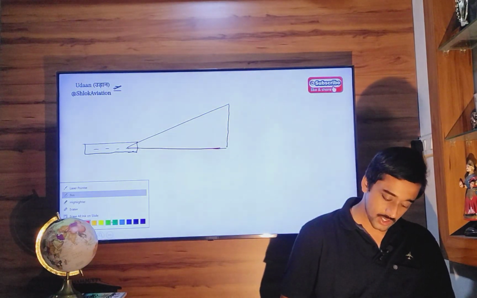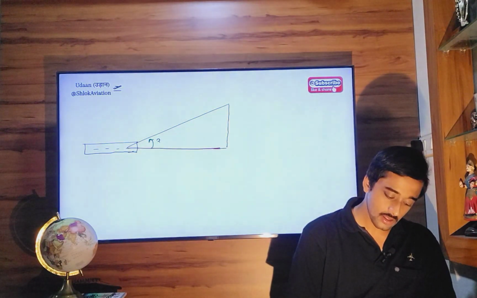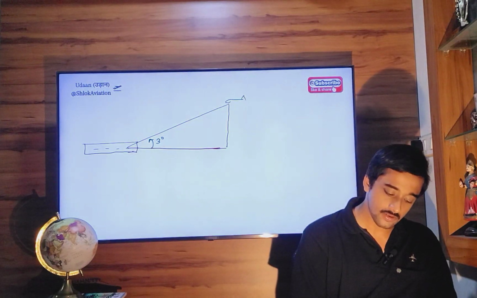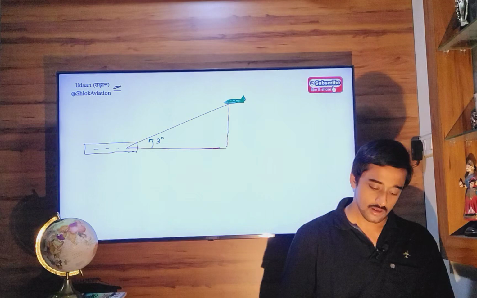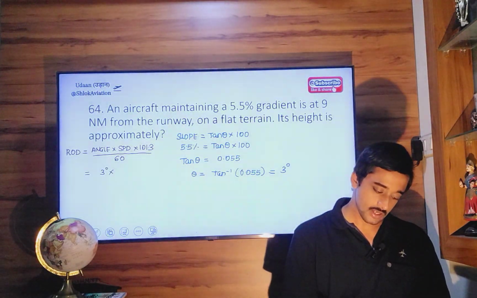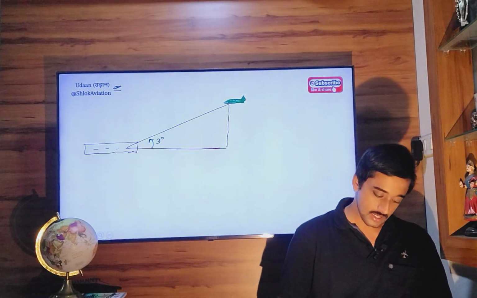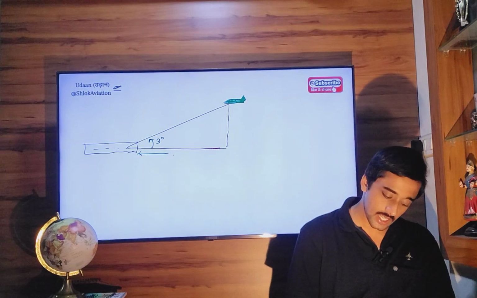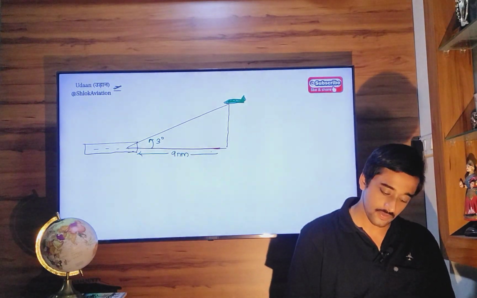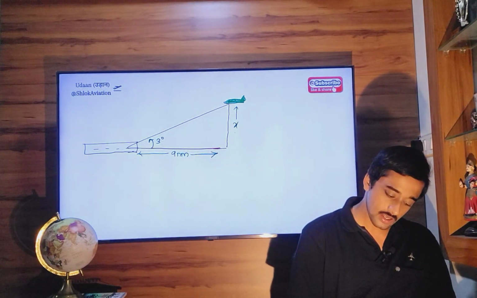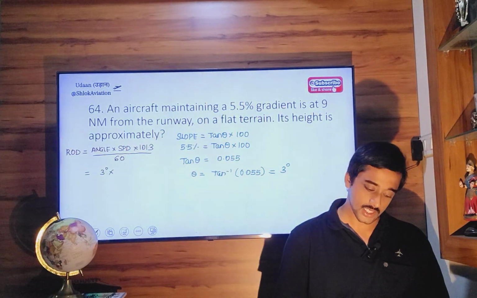Okay, so it's a 3-degree glide slope. Your aircraft is here. We have to calculate the height of the aircraft. Horizontal distance is 9 nautical miles. So x. Let's use the 1 in 60 rule.